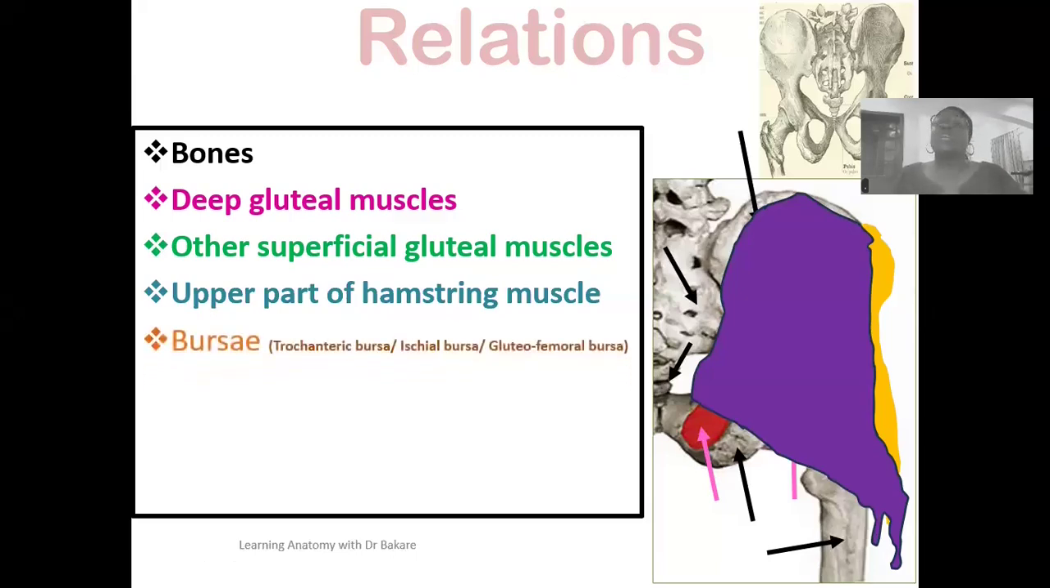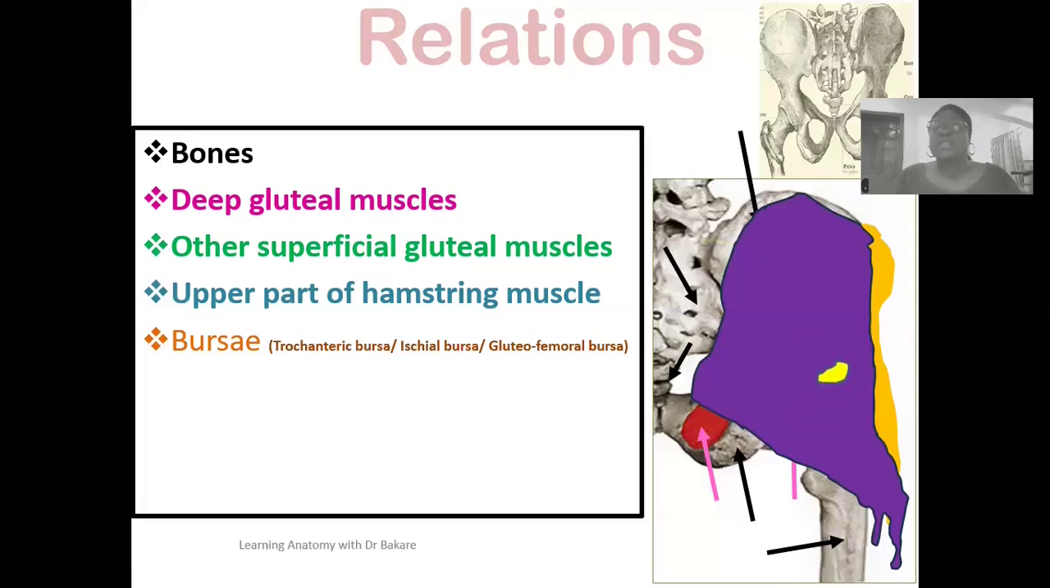Then the other structure that you have are the bursae. We have a number of fluid-filled sacs located around the gluteus maximus. These bursae help reduce friction so that there would be easy movement between the gluteus maximus and also the structures that are located around it.